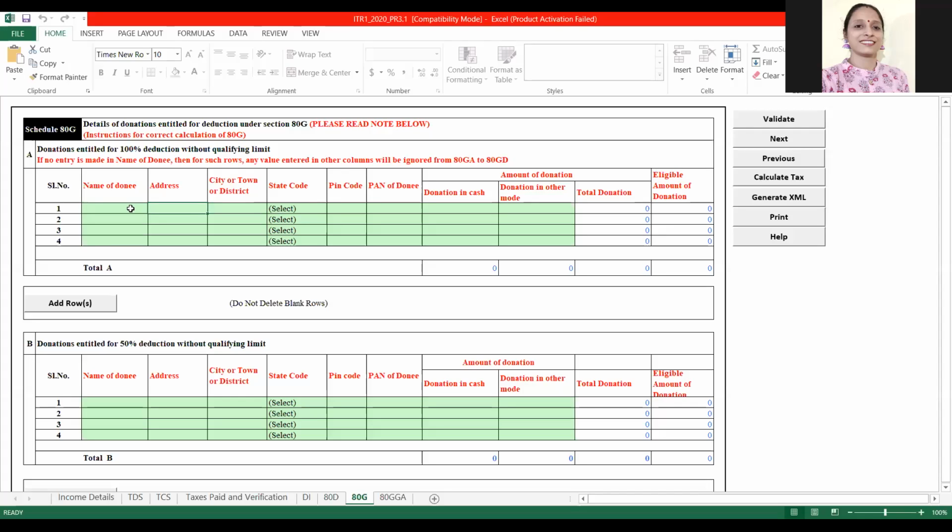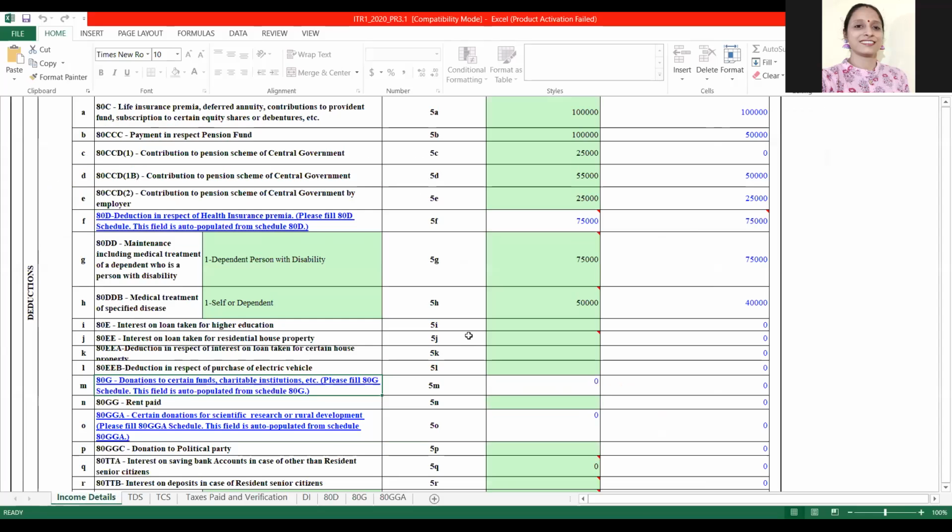What is the name of the donee, the address, the city, the town, state code, pin code, PAN number of the donee, and this PAN number has to be correct. If there is any mistake in this particular case, it will not allow me to claim the donation. So I will not be able to claim the donation. Donation in cash, donation in any other mode. So total amount is getting calculated automatically, and that will be reflected in our page automatically.